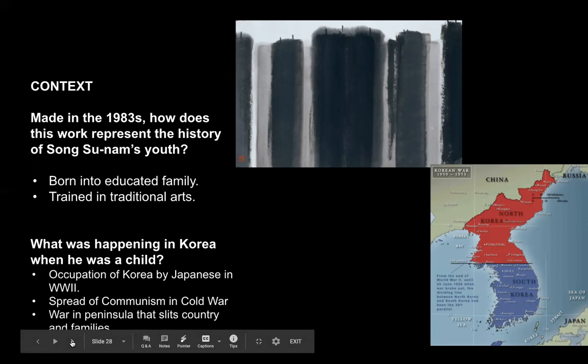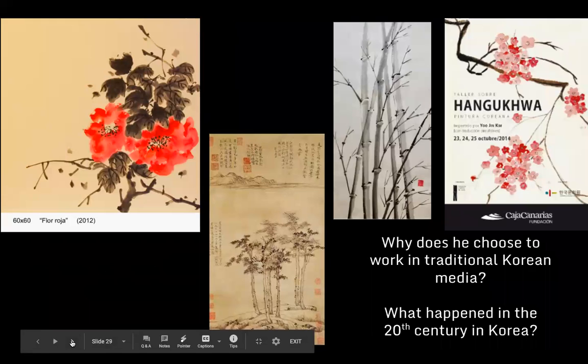And then there was a spread of communism on the peninsula during the Cold War, which led to a civil war. And so I know my grandfather was in Korea in the 1950s as part of the American support of South Korea. So he would have been born into this turmoil. So this is the traditional style of the literati, or the poet-painterly tradition of Korea.